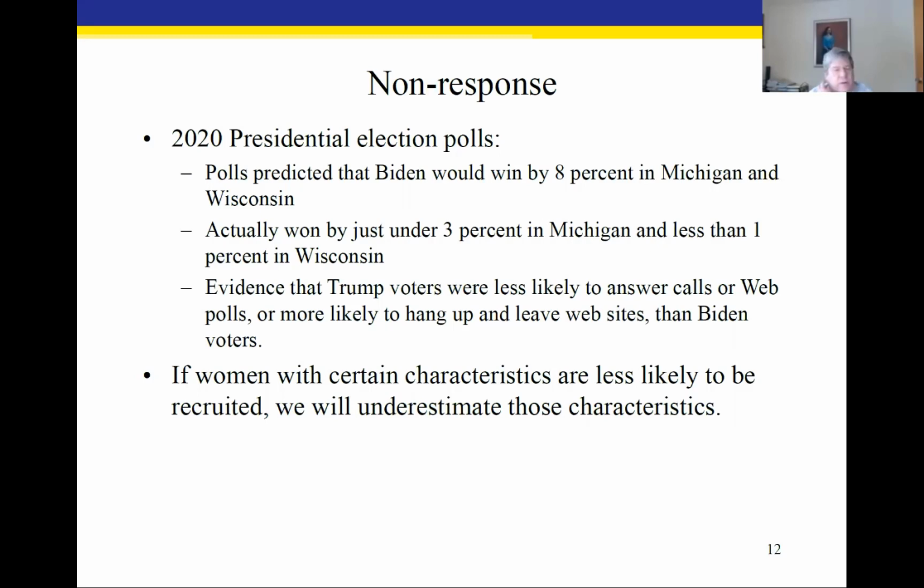So that's why it's important that when we do approach a woman, if possible, I know it's not always possible, that we do our best to recruit the women who actually come in.